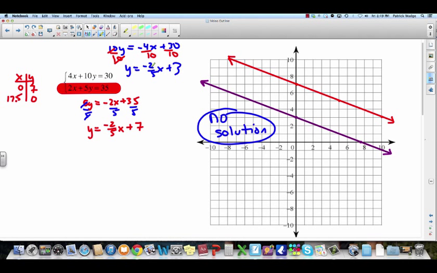What's the slope of this equation here? Negative 2 over 5. What's the slope of this one down here? Negative 2 over 5. They have the same slope. That shouldn't be surprising. We know parallel lines always have the same slope. What's the y-intercept here? 3. What's the y-intercept here? 7. So they're parallel lines, they have the same slope, but they go through the y-axis at different places. These will always have no solutions.